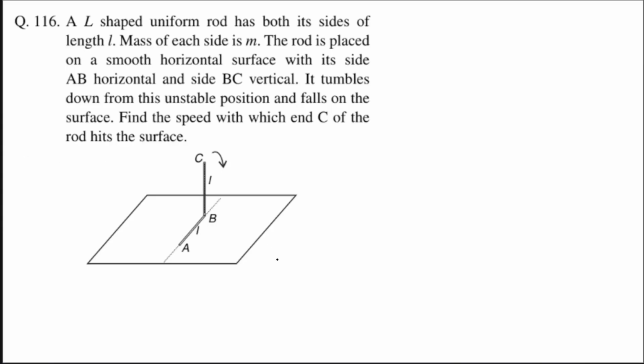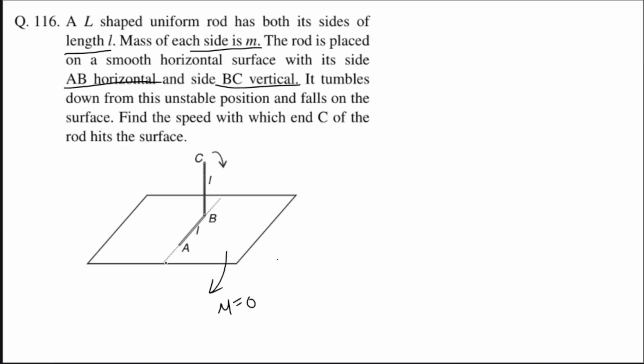So what is said here: there is one L-shaped structure, and this rod has both its sides of length L and mass of each side given as M. So geometrically and mass-wise they are identical. The rod is placed on a smooth horizontal surface with its side AB horizontal and BC vertical. So the AB portion of this rod is on this horizontal plane, which is smooth, so there is no friction over here, and the BC portion is vertical.